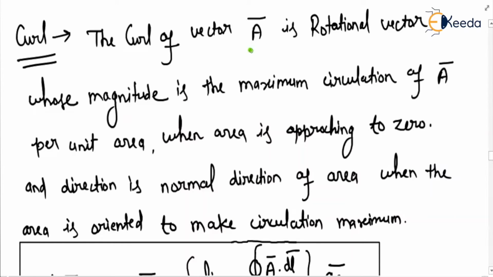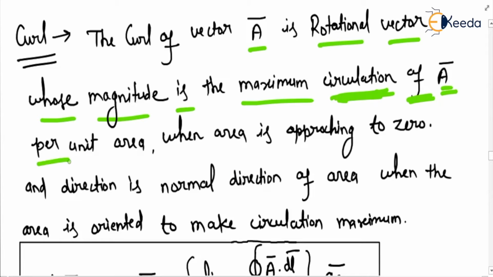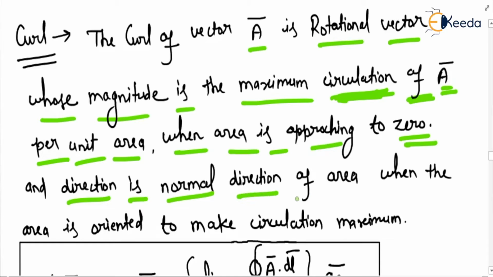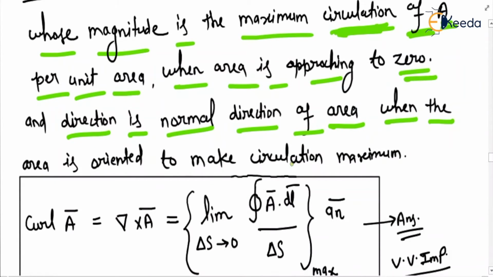The curl of vector A is a rotational vector whose magnitude is the maximum circulation of vector A per unit area when the area is approaching 0, and whose direction is the normal direction of the area when the area is oriented to make the circulation maximum. This is the definition of curl.